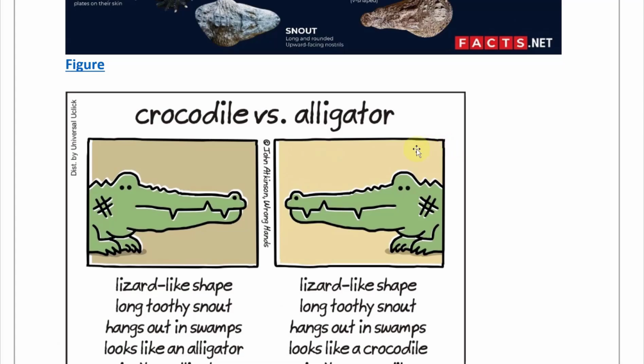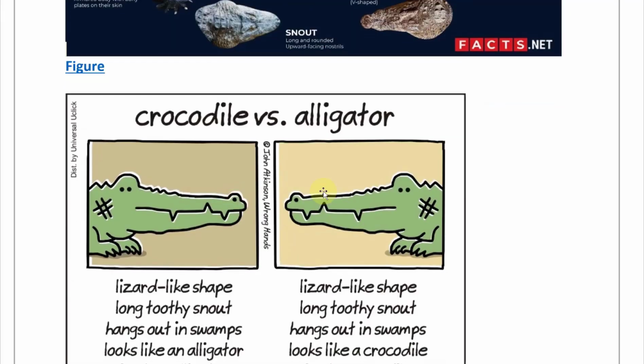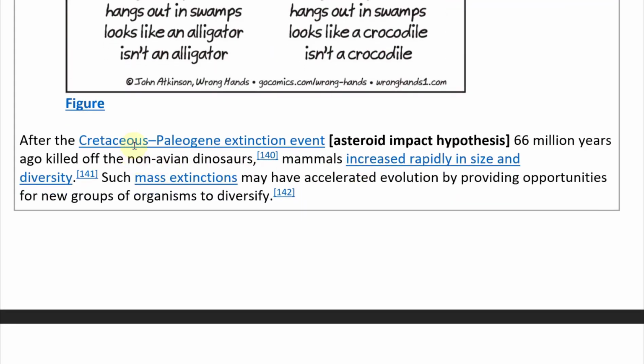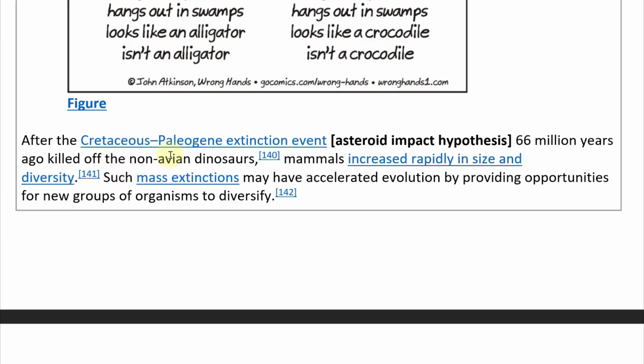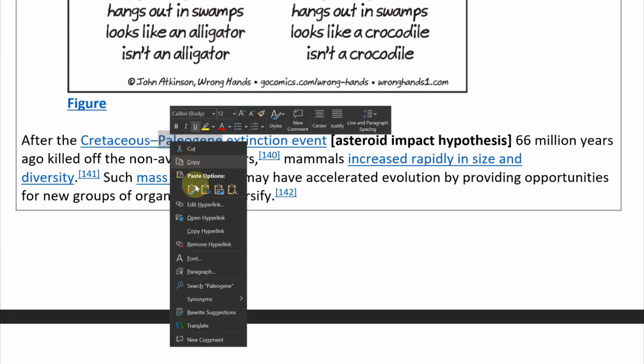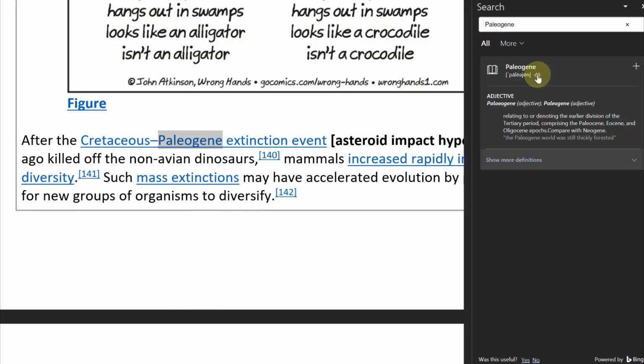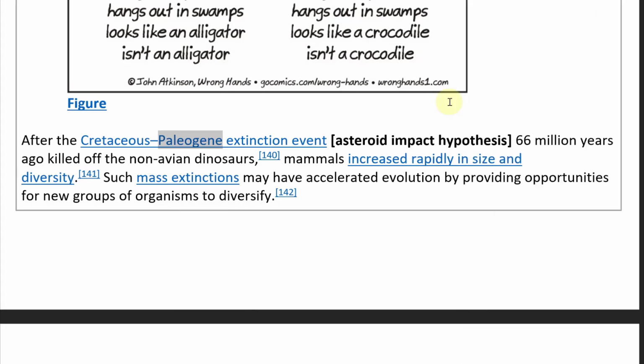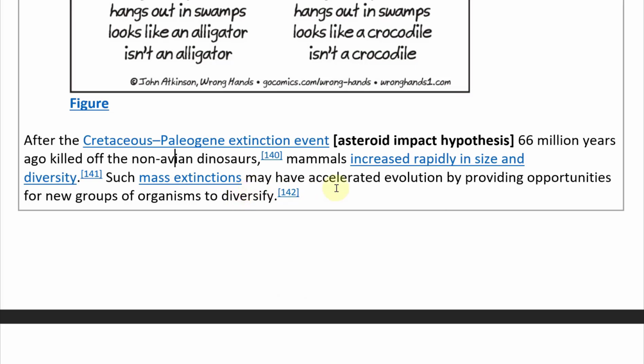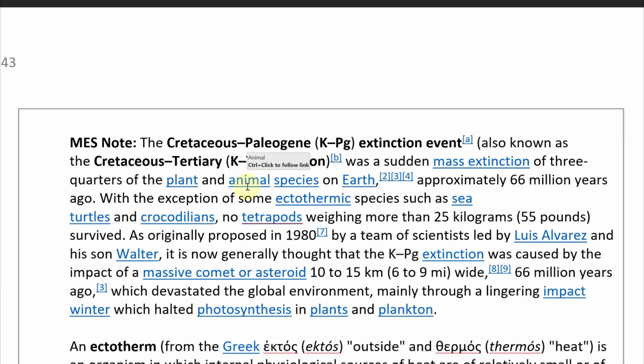So, yes, now this is alligator versus crocodile. You be the judge. All right, so let's continue further. So, after the Cretaceous-Paleogene extinction event, we're going to do a search of Paleogene. There it is. Paleogene. So after the Cretaceous-Paleogene extinction event, which is an asteroid impact hypothesis, 66 million years ago, that killed off the non-avian dinosaurs, the non-flying ones, mammals increased rapidly in size and diversity. Such mass extinctions may have accelerated evolution by providing opportunities for new groups of organisms to diversify. Yeah, supposedly a big giant asteroid hit.